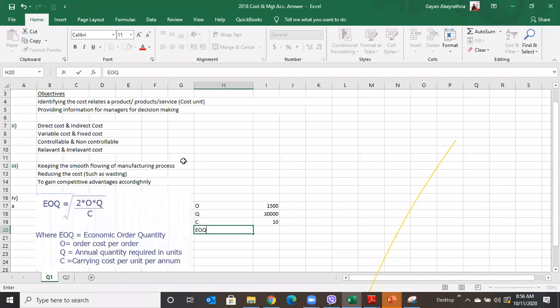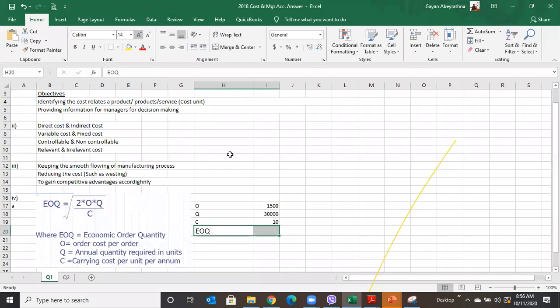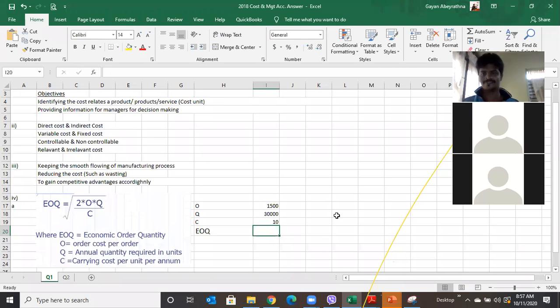EOQ, tell me the EOQ. Tell me the answer. Someone has given one answer. Saumya says 3000. That means everyone is getting 3000.